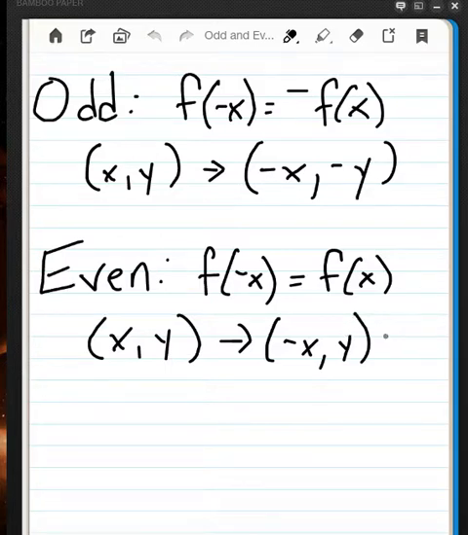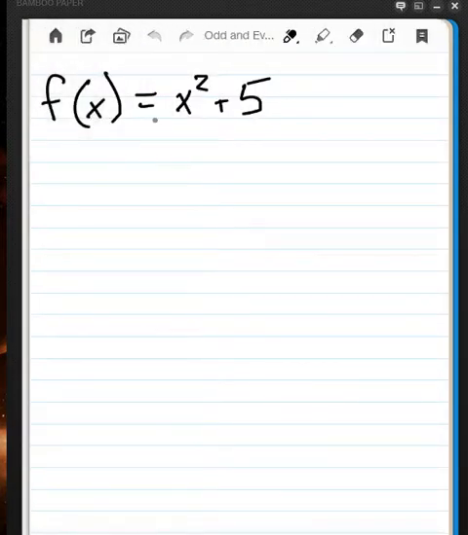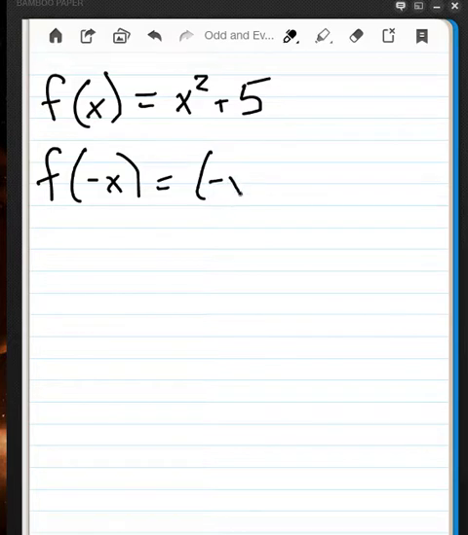So how do we test to see if a function is even or odd algebraically? Well, we're going to substitute in the opposite of x for every x in the function and see what that does to the function. Let's take a look at our first function, which is f of x equals x squared plus 5. If we negate the x, so we substitute in a negative x, whenever you use substitution, always use parentheses. We end up with something that looks like this.